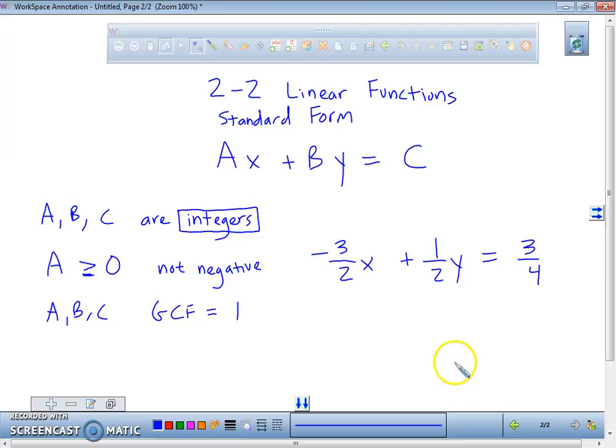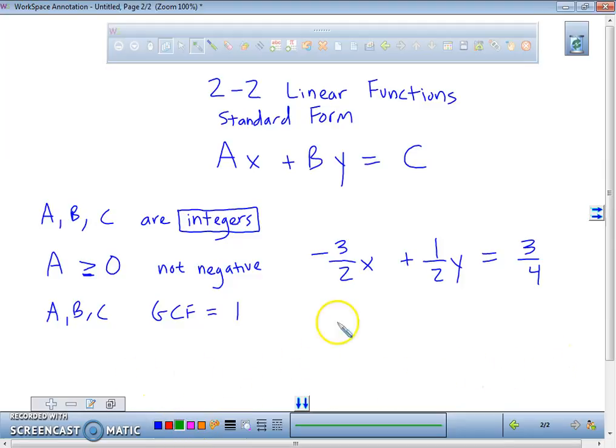So our first problem is this. Look at our example. Are those integers? No, you're right, they're not. These are called rational numbers. They're fractions. Rational numbers are ratios of two integers. See, this is the ratio of -3 to 2. That's the ratio of two integers. So we have to make sure we change everything to integers.